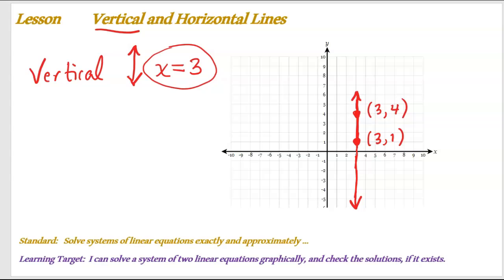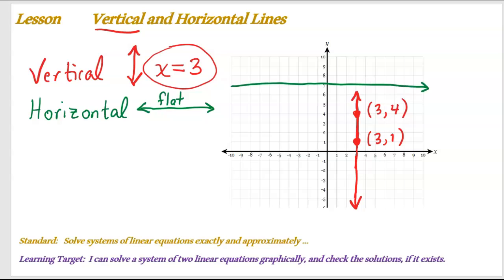So vertical lines are easy. Okay? Let's look at horizontal lines. A horizontal line is always flat, left and right. So here is an example of a horizontal line. Let's look at this point and this point. So this point is 1, 7.